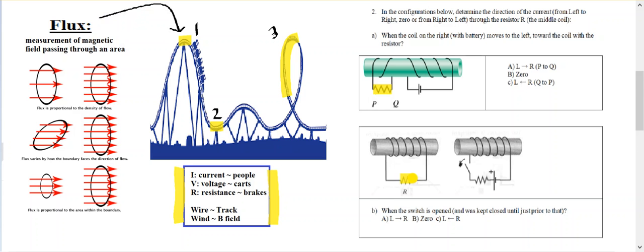In part A, it says when the coil on the right with the battery, we know this is the battery because it has the two lines right there denoting positive and negative. So what is it when the coil on the right with the battery moves to the left towards the coil with the resistor? Okay, so to answer this problem, let's first just focus on this circuit alone. This circuit alone, if you were to use your right hand rule, your B field should be pointing outward this way. That should be your B field.